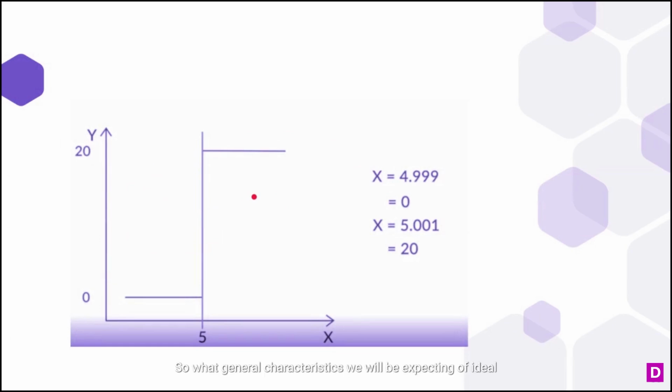So what general characteristics will we expect of an ideal activation function? The very first thing is that activation functions should be smooth. That is, they should have no abrupt changes when plotted. What does that mean? Let's have an example. Here is a curve which I am representing. This is one activation function. There is no mathematical equation, but consider this as an activation function.